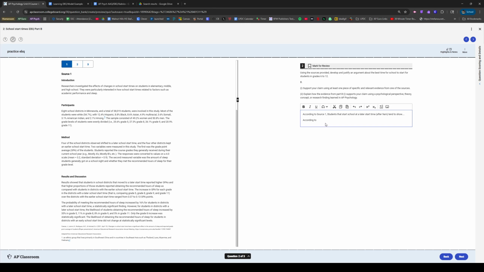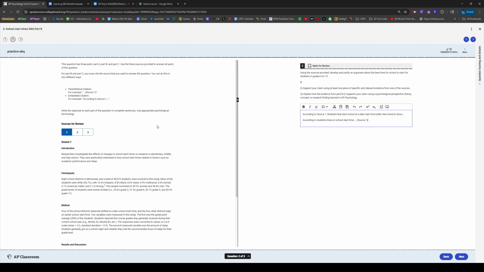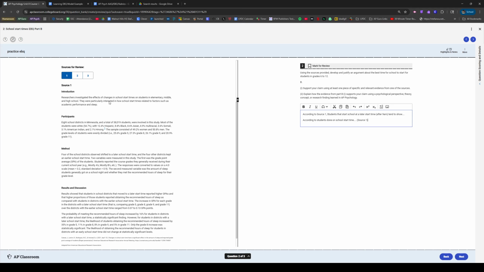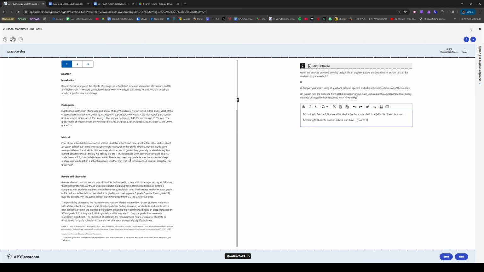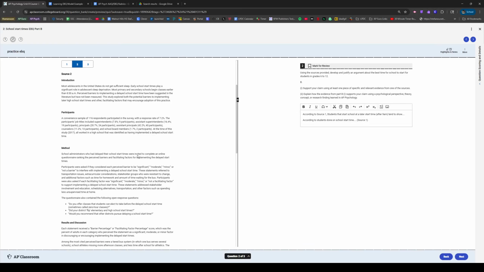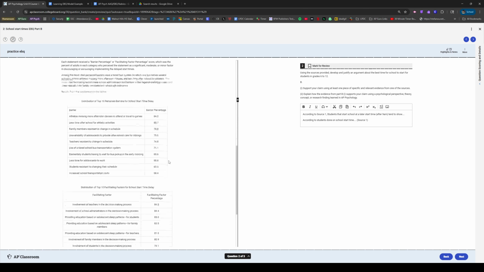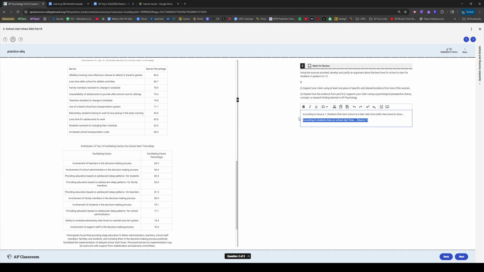You can also do, according to studies done on school start time, and then cite your evidence here, and then at the end of the paragraph you can cite it by doing that. So that's another way you can cite evidence. Either one of those is fine. Just make sure you're citing evidence that supports your claim and supports a later school start time, as you said there. That's your first paragraph.